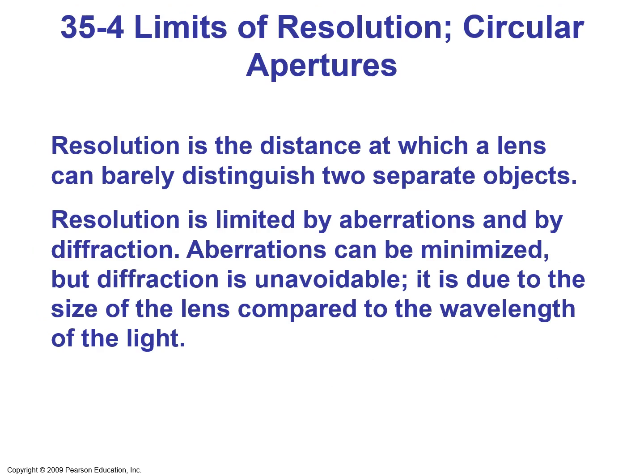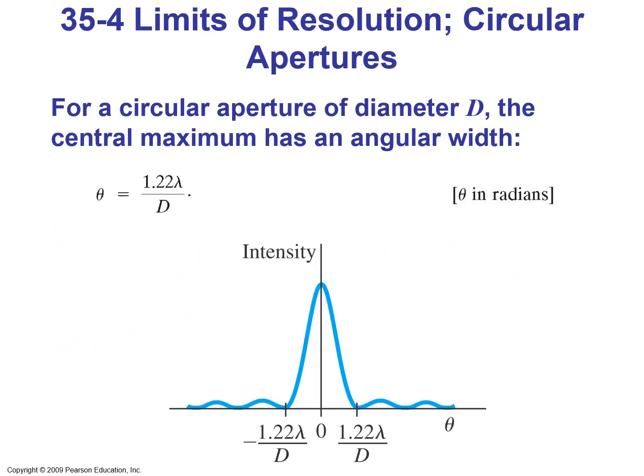Section 4. Limits of resolution, circular apertures. Resolution is the distance at which a lens can barely distinguish two separate objects. Resolution is limited by aberrations and by diffraction. Aberrations can be minimized, but diffraction is unavoidable, and it is due to the size of the lens compared to the wavelength of the light. For a circular aperture of diameter d, the central maximum has an angular width of theta equals 1.22 times lambda divided by d, where theta is in radians.